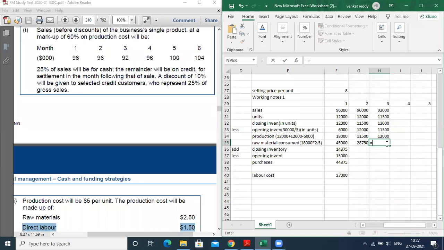And the raw material consumed will be 12,000 into raw material cost per unit 2.5. So it comes to 30,000. So the third month production cost is 30,000. Then the closing inventory is 50% of that. So 30,000 into 50%, so it is 15,000, right? And what will be the opening inventory for the second month? What is the value of opening inventory? Very good. 14,375. Perfect. Because the last month closing value is nothing but the opening value for the current month.